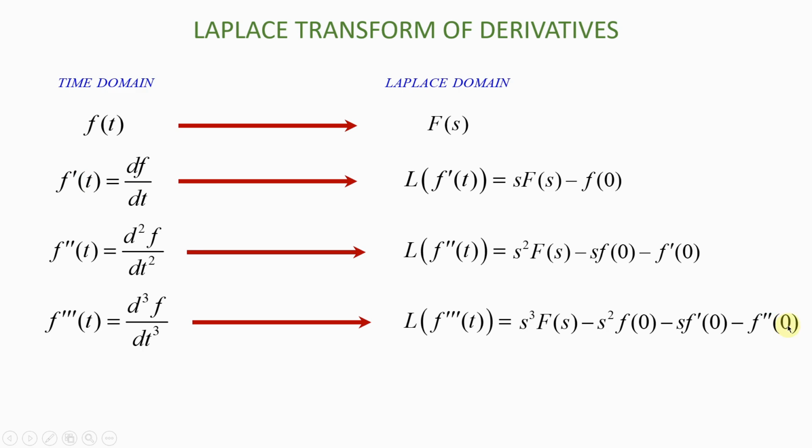F double prime of 0 is what you will get if you replace t by 0 in the second derivative of f with respect to t. Okay, very, very important. Now that we know how to do the Laplace transform of derivatives, and we also understand what Laplace transforms are, and we are familiar with the table of Laplace transforms, we are well able to tackle questions from this module.